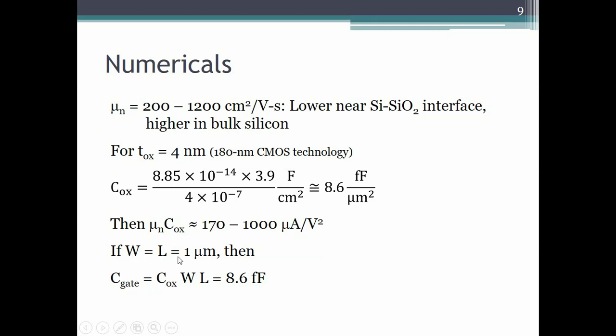If we take W equal to 1, L equal to 1 micrometer, then the total gate capacitance, which is the oxide capacitance per unit area into W into L, is 8.6 femtofarads. So these are typical capacitances for small sized MOSFETs, alright, of a few femtofarads. Of course, our MOSFETs in our amplifiers often will be much larger in size, so we shall see.